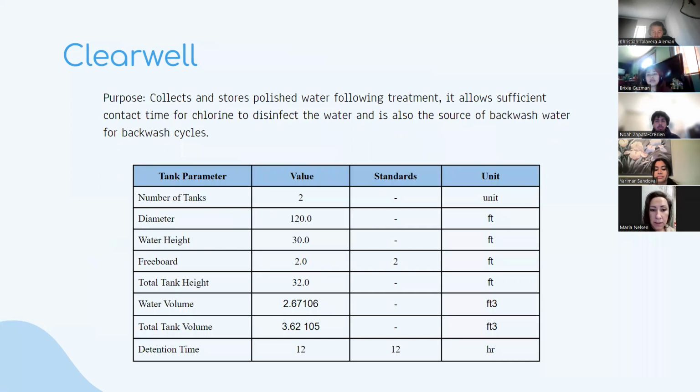So the clear well follows the sludge collection process, and that's where the polished water goes following treatment. And it also allows the chlorine to come into contact with the water for disinfection purposes. It also stores the water for backwash cycle when that needs to happen. So we have 2 tanks. The diameter of each tank is 120 feet. The height of the water is 30 feet, and the freeboard is 2 feet. The detention time is 12 hours. And then following this, it goes out to distribution.